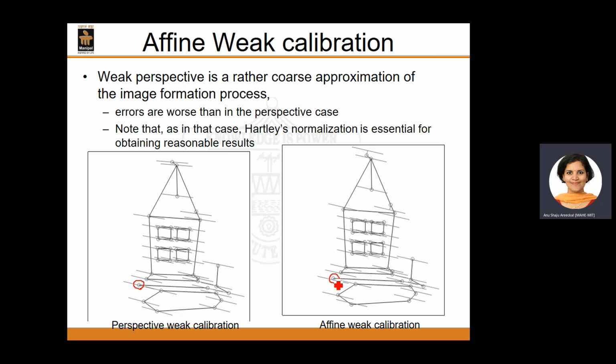So we see in this case that the 3D reconstructed point exactly does not lie on the epipolar line here, okay, but in this case the point lies on the epipolar line. So what we see is that the affine weak calibration model gives more errors, or is more prone to errors, as compared to the perspective case. However, the reconstruction becomes easier. But the errors could increase with the case of affine reconstruction.